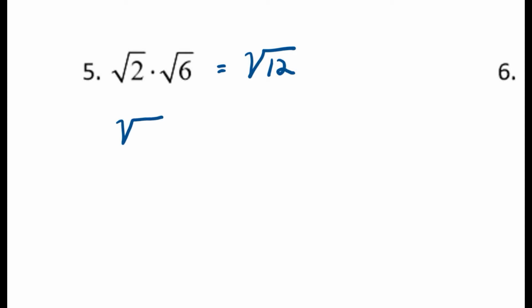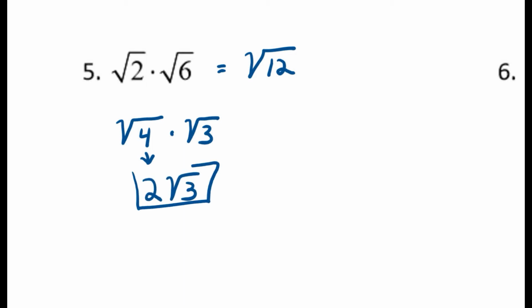We can then separate that into the square root of 4 times the square root of 3, because again, we're looking for those perfect squares. The square root of 4 is 2, and so we're going to end up with 2 times the square root of 3.